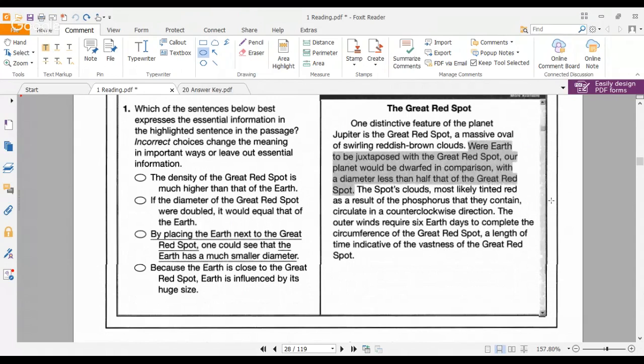Okay. So we will have the first block, the first cube for this part. And the second part, of course, is this one. Our planet would be dwarfed in comparison with a diameter less than half of the great red spot. Okay, so we have two parts. Perfect. And what's the relationship between them? Let me present them here. What's the relationship between these two parts?